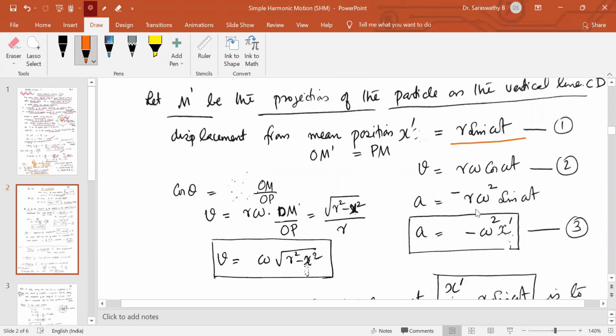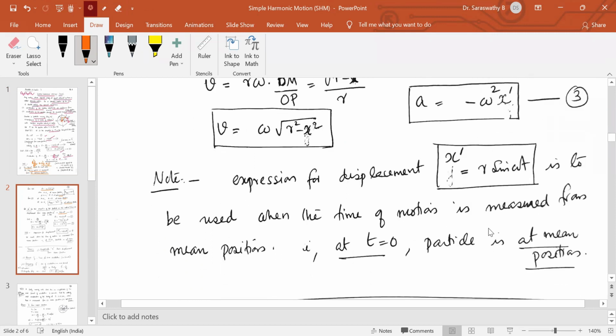Acceleration: x is equal to r sine omega t, so substituting for x, a is equal to minus omega square x. So when the time of motion is measured from the mean position, that is at t is equal to 0 the particle is at mean position, then the expression for x dash is equal to r sine omega t. That is the only change.